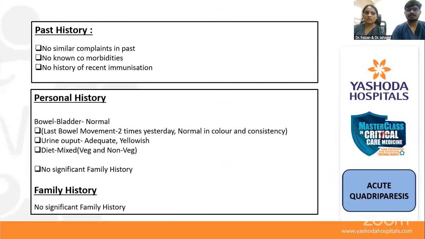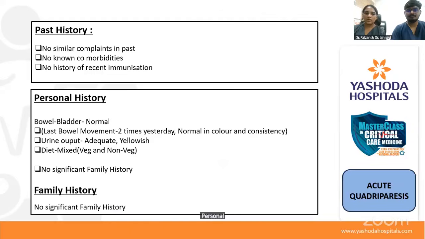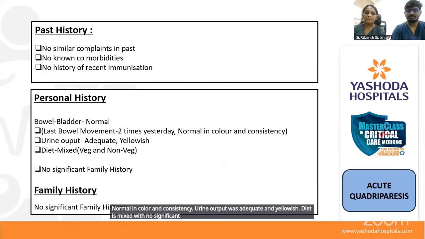Coming to the past history, there are no similar complaints in the past, no known comorbidities, and no history of recent immunization. Personal history: bowel and bladder were normal. Last bowel movement was 2 times, the day before, normal in color and consistency. Urine output was adequate and yellowish. Diet is mixed, with no significant family history.